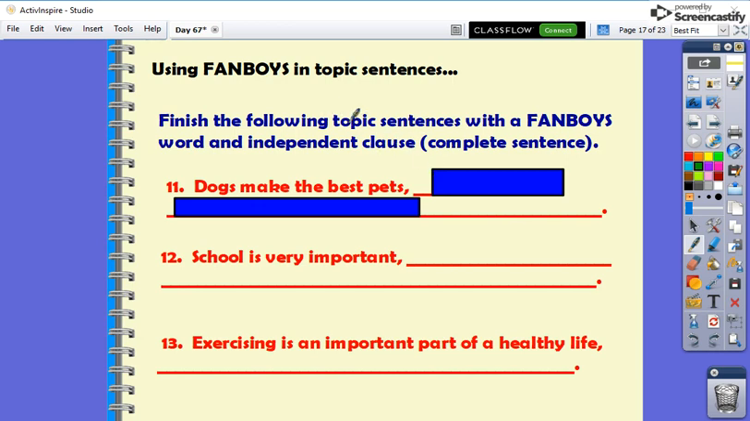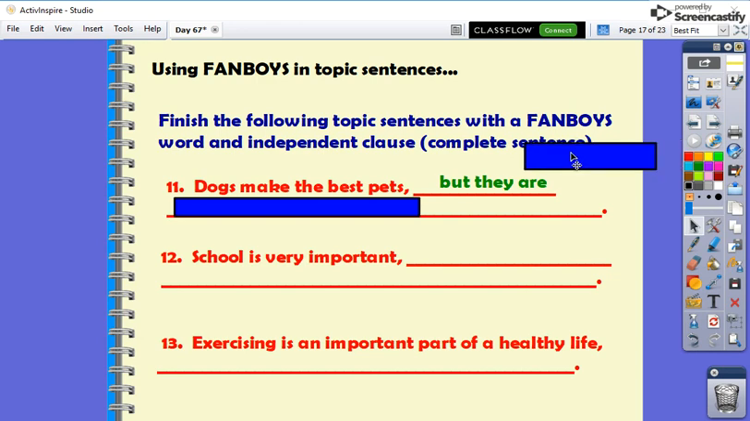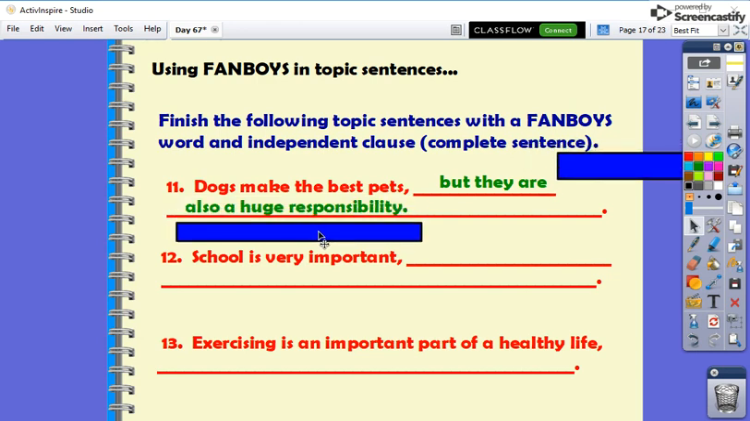Now try a few on your own, using fanboys in topic sentences. Finish the following topic sentence with a fanboys word and independent clause, or complete the sentence. So my example is, dogs make the best pets, but they are also a huge responsibility. Stop the video now and complete these 3 sentences with your own independent clause. Continue the video when finished.